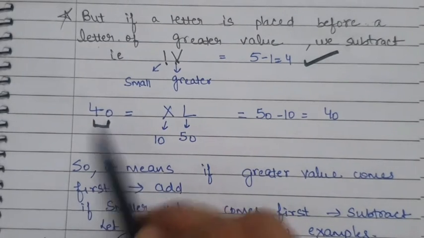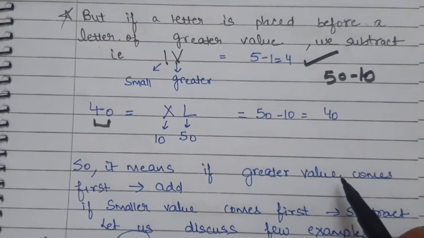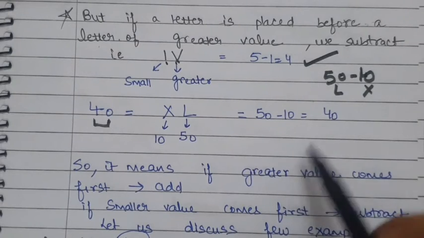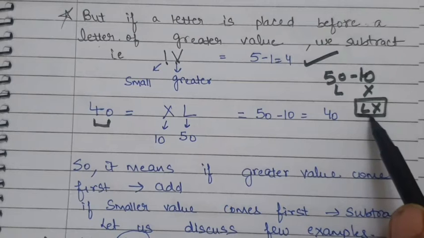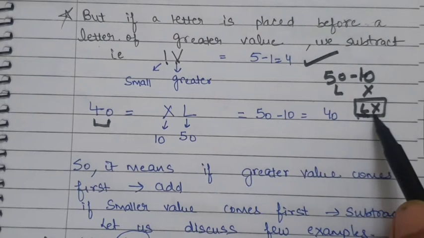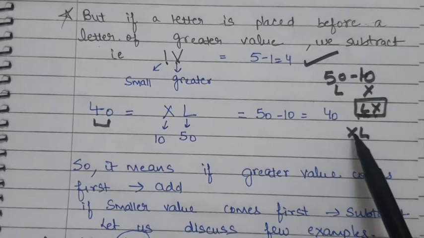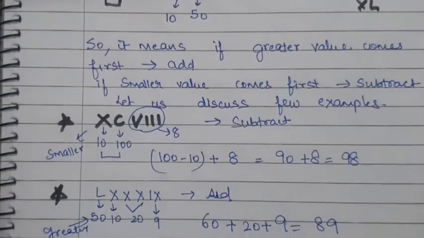Now we have 40. 40 we can write as 50 minus 10. So now 50 is L, this is X. If we write it LX, then it will not be 40, it will be 60 because the bigger one is coming first. So now to make it subtraction, we will write it XL, that is 50 minus 10 gives us 40. Now it's clear. Now let us discuss further.